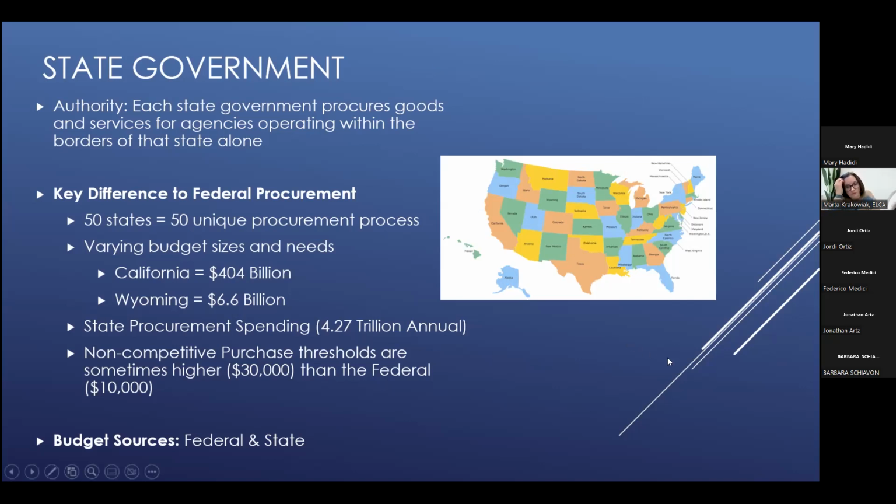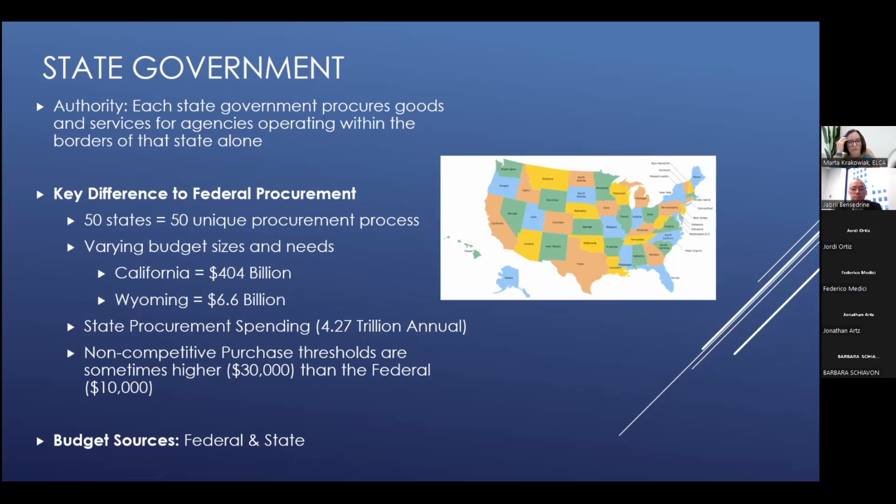Next, we look at state procurement. If we looked at them as one single entity, even though they're not, they're about 4.2 trillion. So a very healthy level of procurement going on. But again, it's complex. It's different between each state. It's not as easy as working with the federal government.